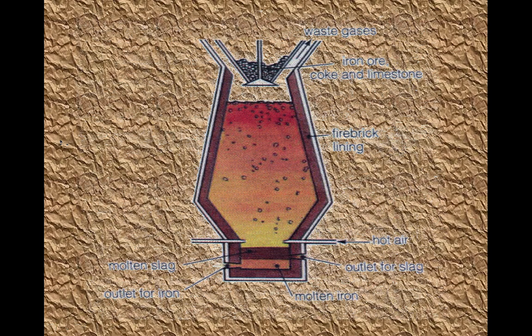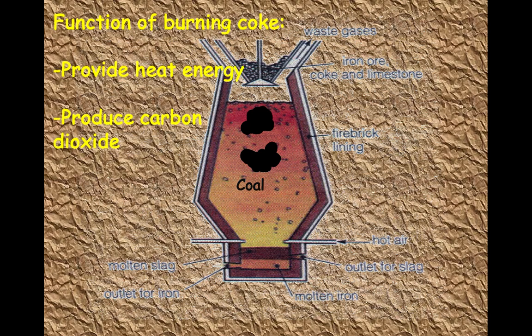The furnace is a steel tower about 30 meters high. It is lined with refractory bricks of magnesium oxide, which are cooled by water. The furnace is loaded with charge, which consists of iron ore, the hematite, charcoal, and calcium carbonate, which is the limestone.